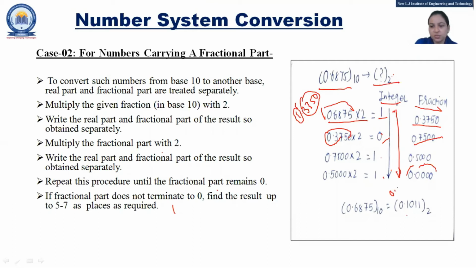So 0.1011 is the binary equivalent of this fraction 0.6875. So this is how we can convert our decimal fraction to its binary fraction equivalent.